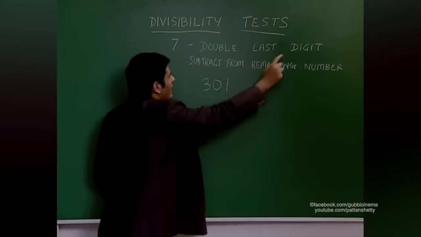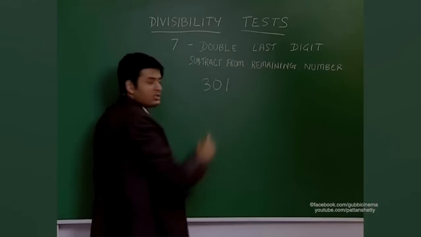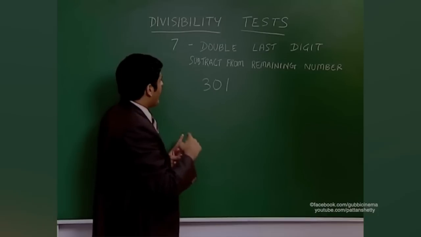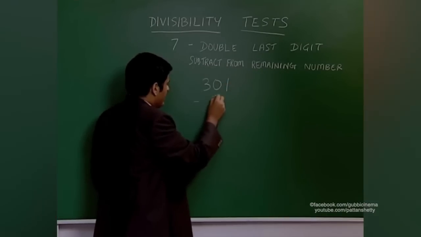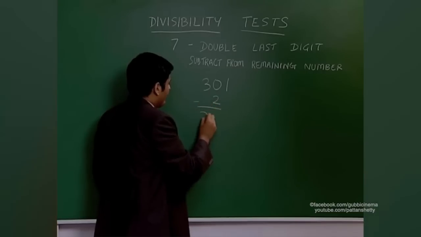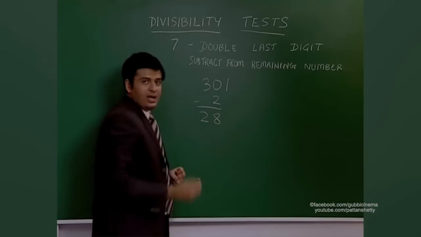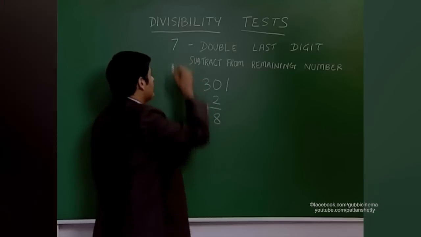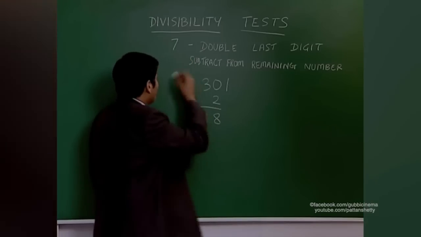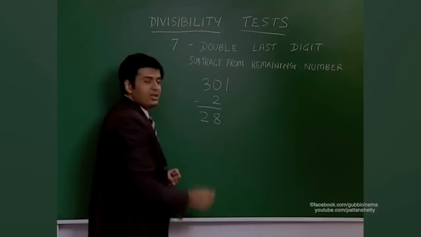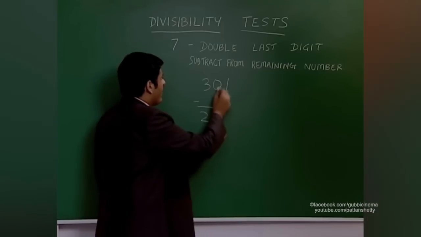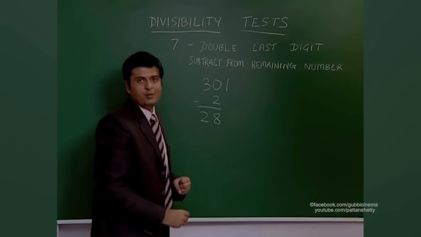So I double the last digit, double of 1 is 2, and I subtract it from the remaining number. 30 minus 2 gives me 28. Now I know 28 is divisible by 7 because 7 times 4 is 28. Since 28 is divisible by 7, we can presume that 301 is also divisible by 7.